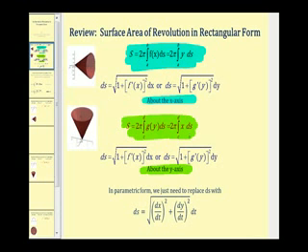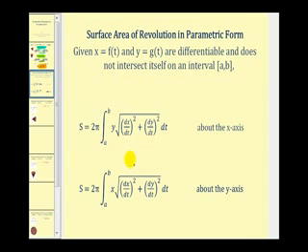Meaning we'll have the same formula, but ds will be defined as the square root of (dx/dt) squared plus (dy/dt) squared dt. So to determine the surface area of revolution in parametric form, we're going to use these formulas here. One of the main things we have to remember is when we rotate about the x-axis, the distance from the curve to the x-axis is going to be y. And if we rotate about the y-axis, the distance from the curve to the y-axis will be equal to x. Let's go and take a look at some examples.